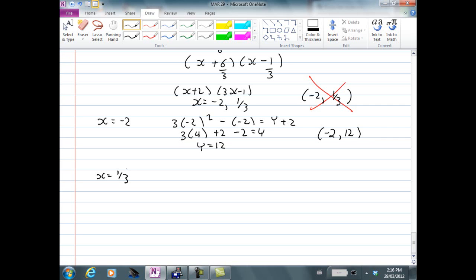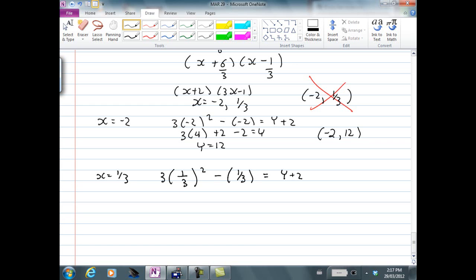X equals 1/3. I'm going to do the exact same thing. Watch what I'm going to do. I go 3 times (1/3) squared minus 1/3 equals y plus 2.